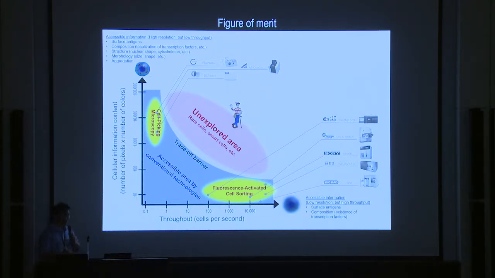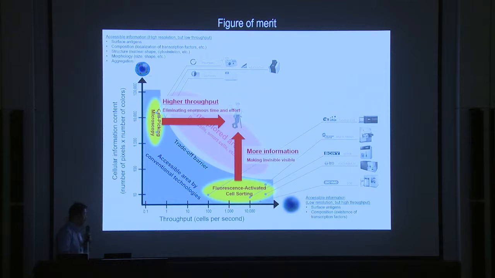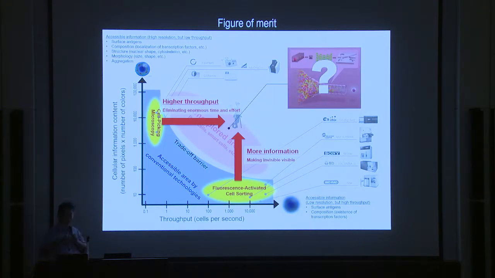You need higher cellular information content at high speed, right? At high speed with high accuracy. That's what you need. Yeah, so more information to make the invisible visible, and also we need to eliminate enormous time and effort. So that's the technology we want to develop.